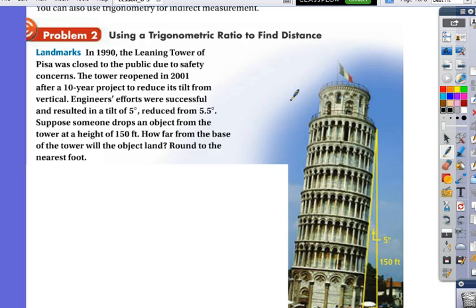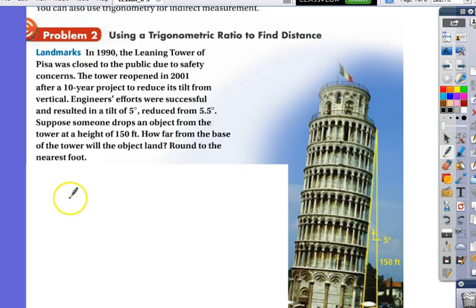So we're going to use a trigonometric ratio to find the distance. In 1990, the Leaning Tower of Pisa was closed to the public due to safety issues. The tower reopened in 2001 after a 10-year project to reduce the tilt from vertical. The engineers' efforts were successful, and as a result, the tilt was reduced from 5.5 degrees to 5 degrees. Suppose someone drops an object from the tower at a height of 150 feet. How far from the base of the tower will the object land? Round your answer to the nearest foot. We're going to use the 5 degrees, the reduced tilt.